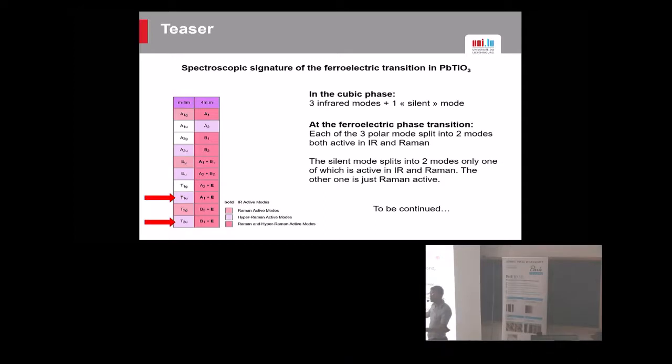If you remember, in barium titanate or lead titanate, I had 3 modes with this symmetry and 1 mode with this symmetry, okay? This one is the polar mode, so you see it in infrared spectroscopy, but you don't see it in Raman spectroscopy at all, and this one is completely silent, so you don't see it by any of those 2 techniques, okay? And now when you go to the ferroelectric phase, this mode splits into 2 different modes with different symmetries, and they are both active in Raman and infrared. And this one splits into 2 modes. One of them is active in both, and one of them is active in Raman only. Okay? So this immediately tells you what happens, how many modes you expect when you cross the transition, and so on.